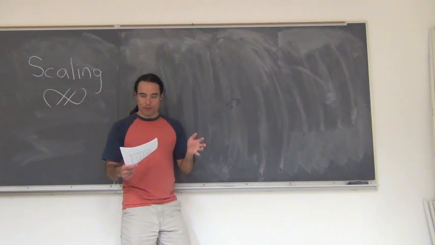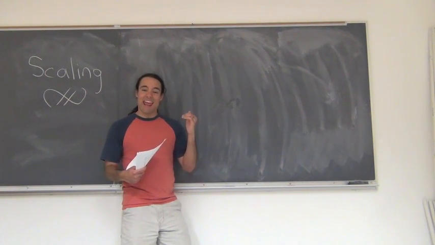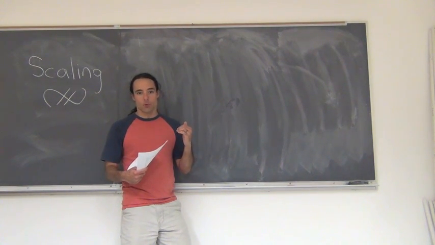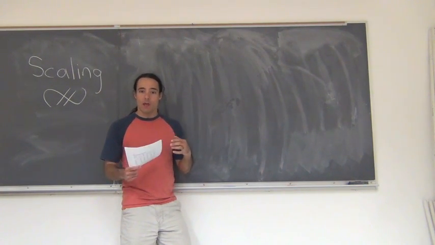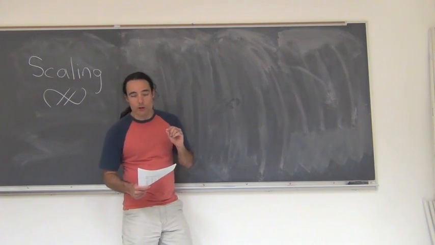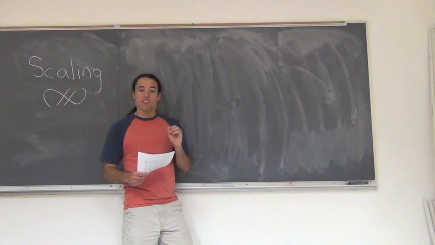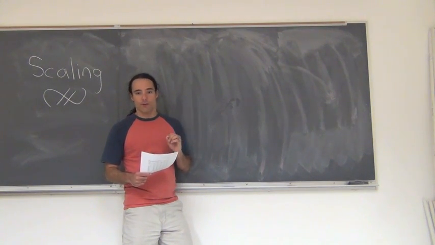Let's do an example here. It's commonly said that ants can support 50 times their own weight. That seems pretty impressive, but what does that even mean? More specifically, I want to know, what are the chances that giant ants are going to take over the Earth?